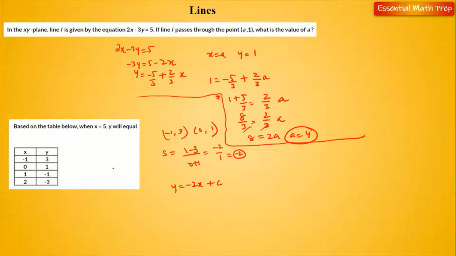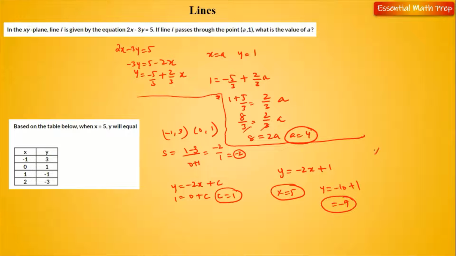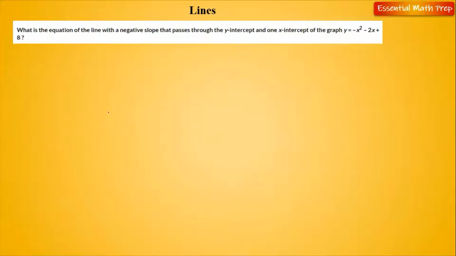You can pick any one of the ordered pairs to solve for c. I'm just going to pick 0, 1. So 1 equals 0 plus c, c equals 1. Implies my straight line equation is -2x plus 1. Now, if I substitute x equals 5, I'll be able to determine the value of y when x equals 5. So y equals -10 plus 1, which is -9. So when x equals 5, y equals -9.